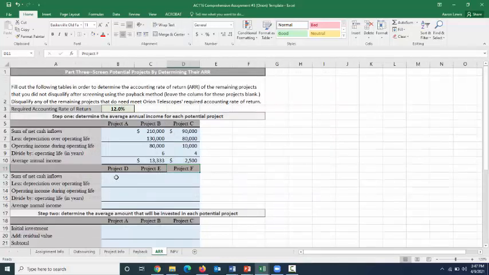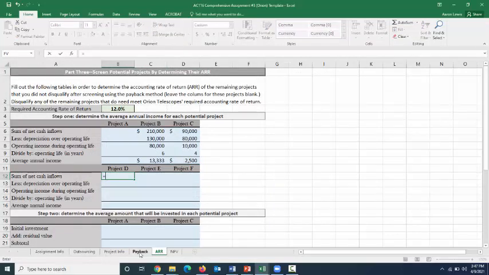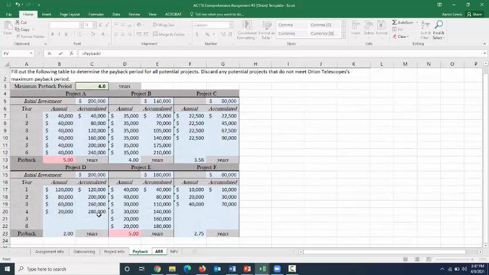We're going to start by finding its average income. So start with the sum of net cash inflows. Back to the payback table. Project D is going to provide us $280,000 in total over its life in terms of net cash inflows.